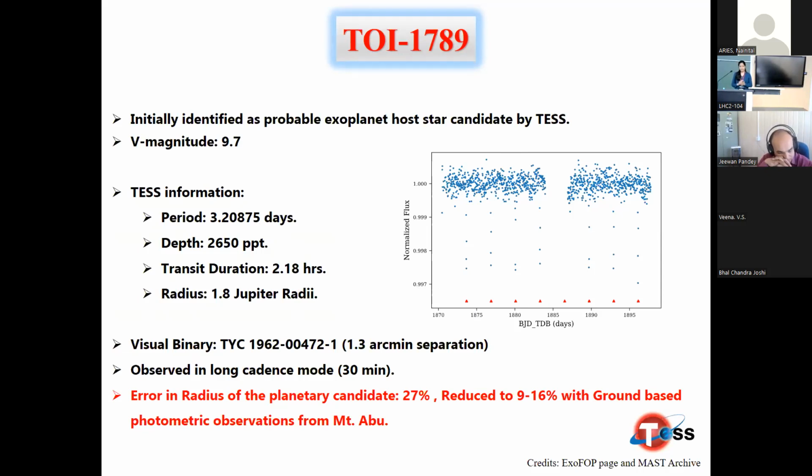It has a visual binary candidate at 1.3 arcminute separation, and TESS has observed it in long cadence mode, which is 30 minutes. The error in the radius of the planetary candidate from TESS is 27%, which is reduced to 9 to 16% by our observations from Mount Abu Observatory.